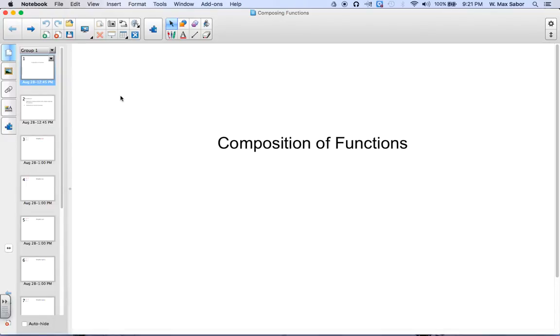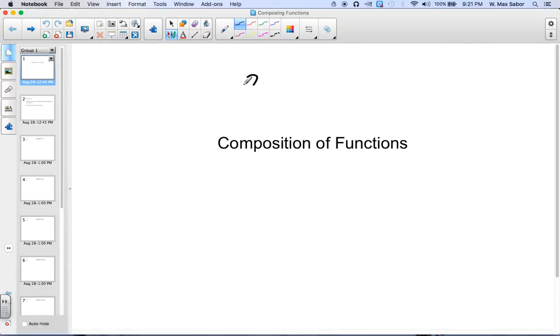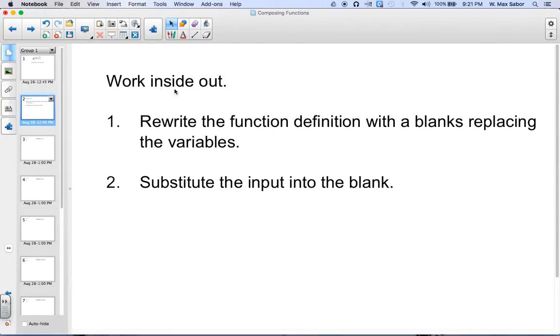How do we compose functions? When we talk about composing functions, this is the idea of putting one function into another function, something like g of f of x. We're also going to introduce in this video a different notation. Instead of writing it this way, there's another way that mathematicians frequently write it. So the big hint is to work inside out.